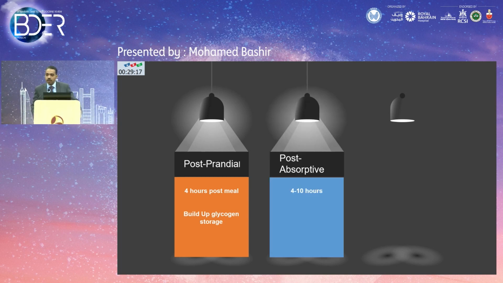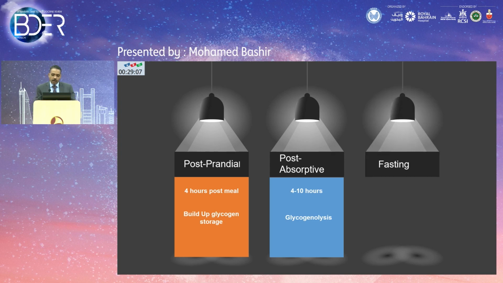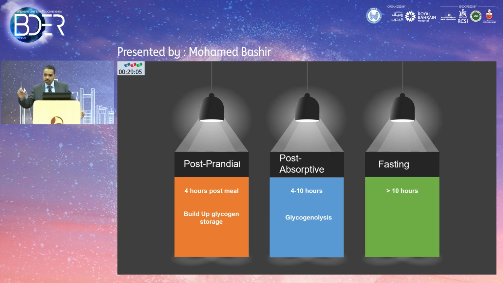in the post-absorptive phase, which runs for about 4 to 10 hours, where we break down this glycogen and start using it as a source of energy. But over 10 hours, we start to enter into a fasting state. After the 10 hours, we start to break down fat, we might break down protein, and go through the process of gluconeogenesis that we all know, in order to make glucose.